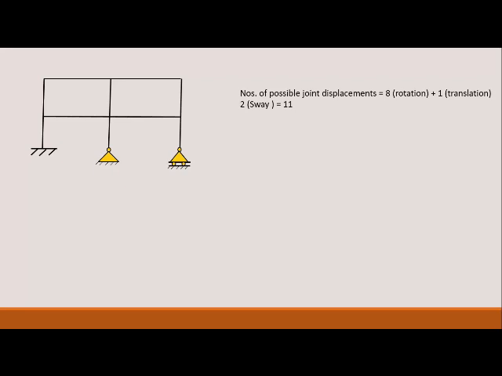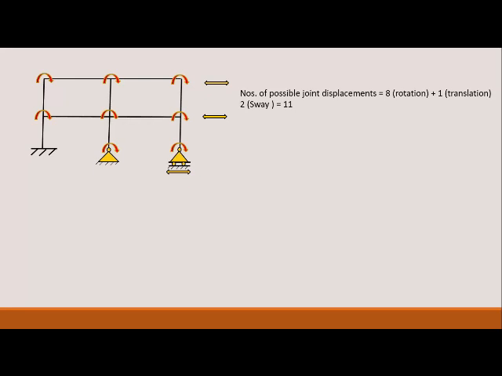Now let us consider this multi-storied multi-bay portal. There are 2 stories and 2 bays. So the number of rotations is 6 in the rigid joints, and there will be 2 rotations possible in the supports. One is hinge, another is roller. So there will be a possible translational movement in the roller joint itself also. So we have said there are 8 rotations, 1 translation, and there are 2 unknown sways, possible displacements.